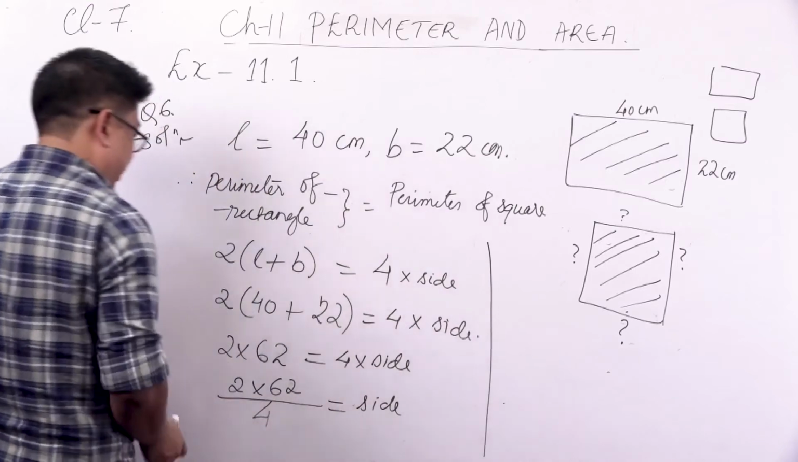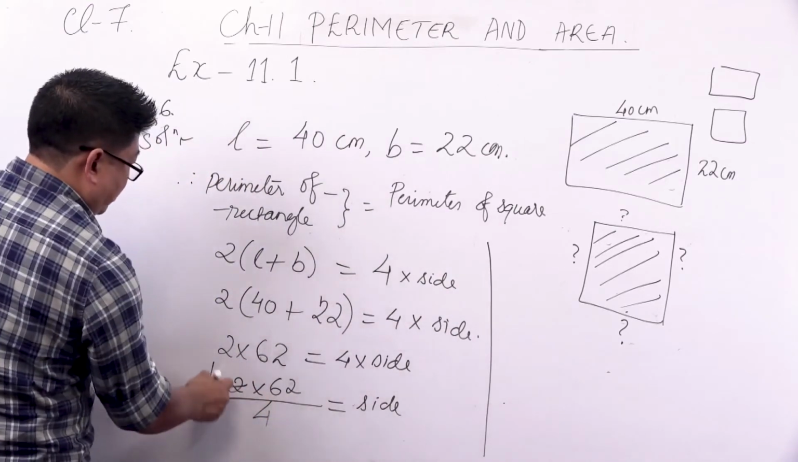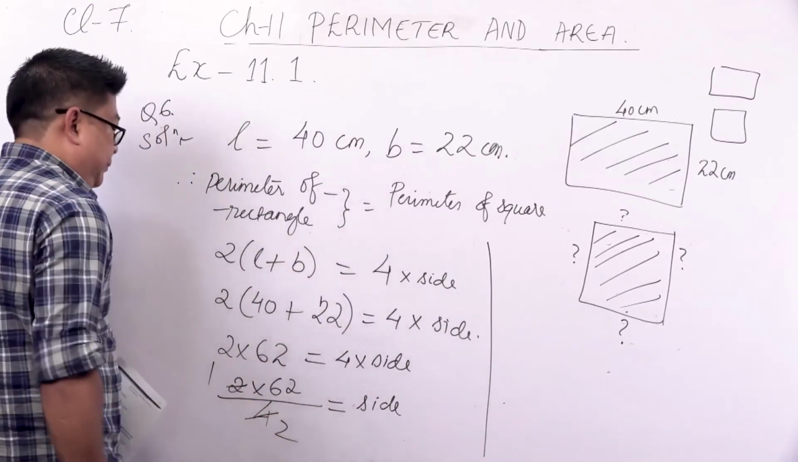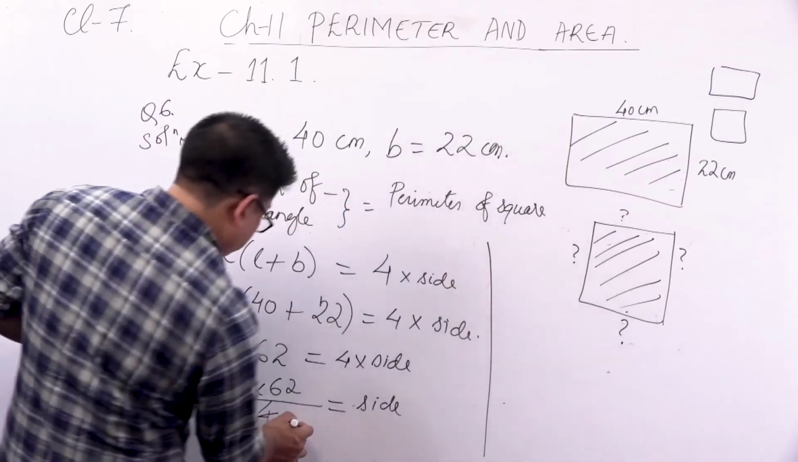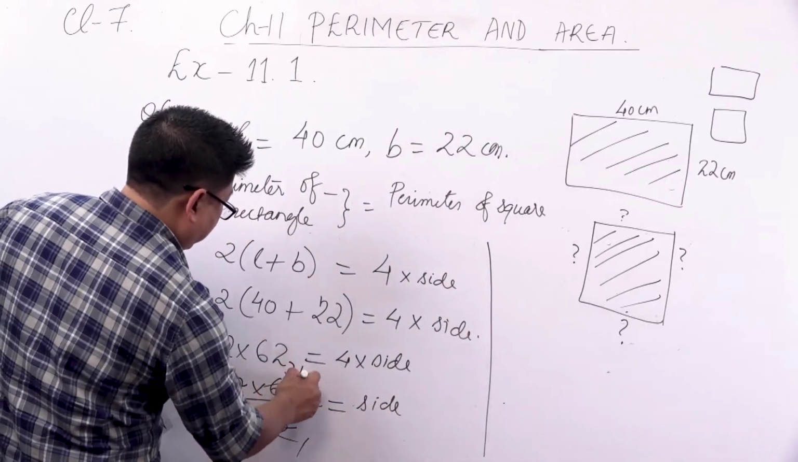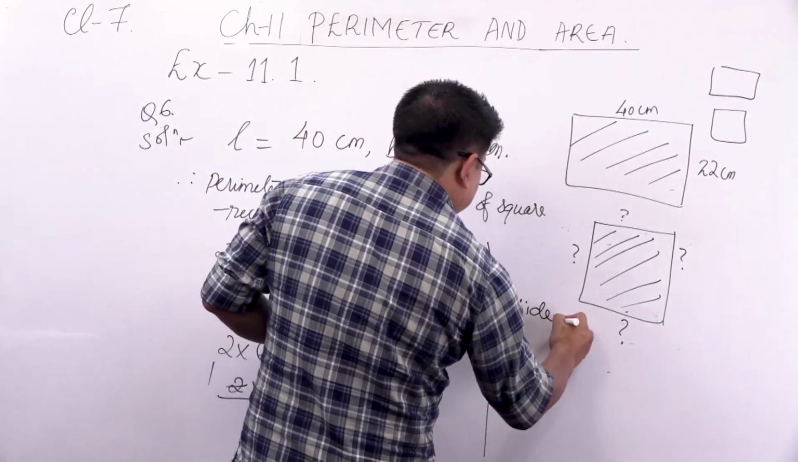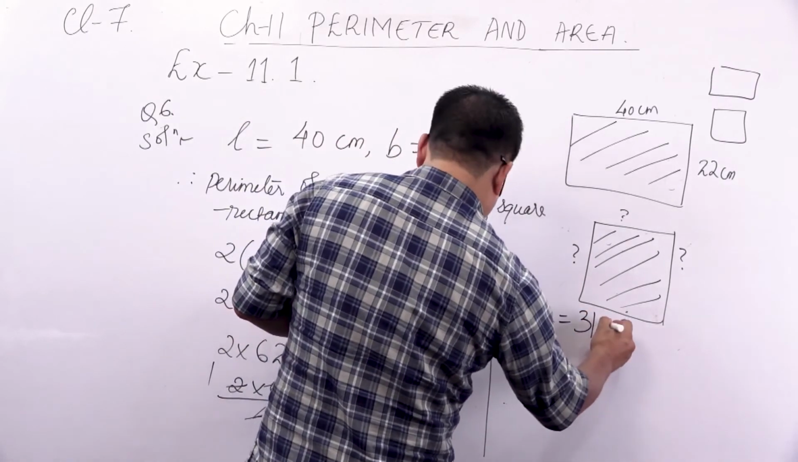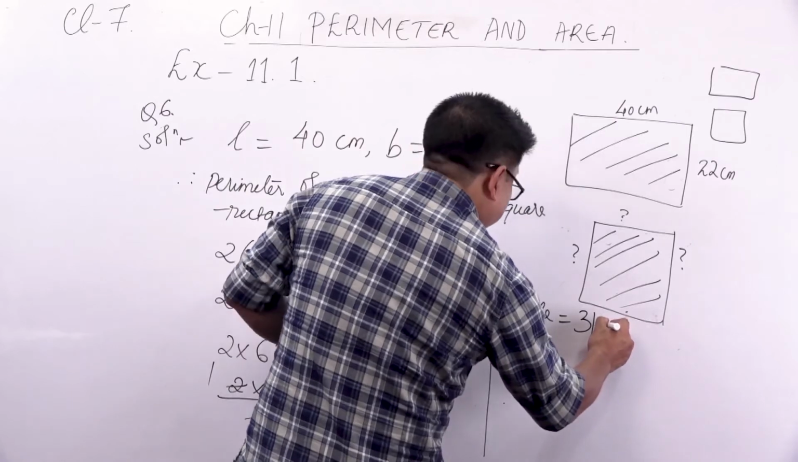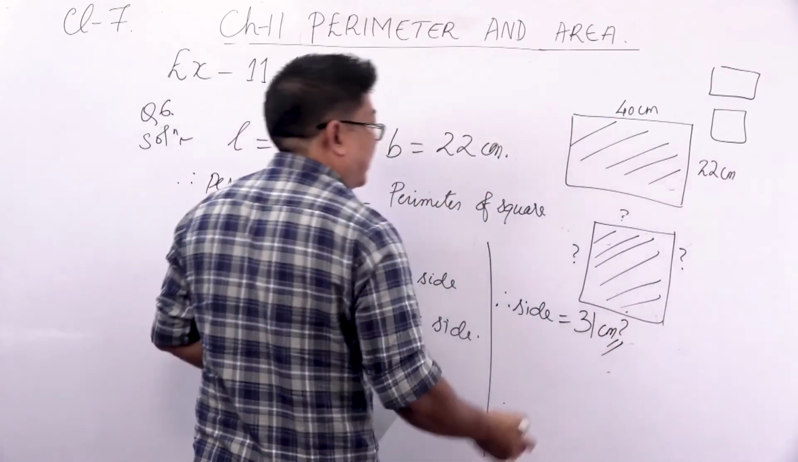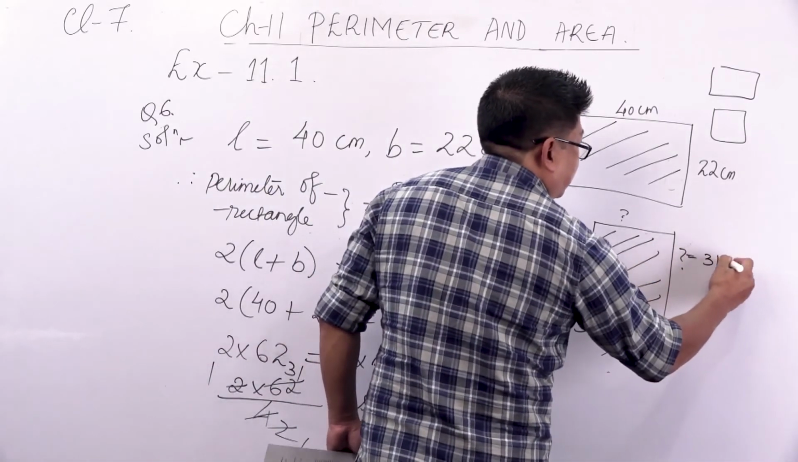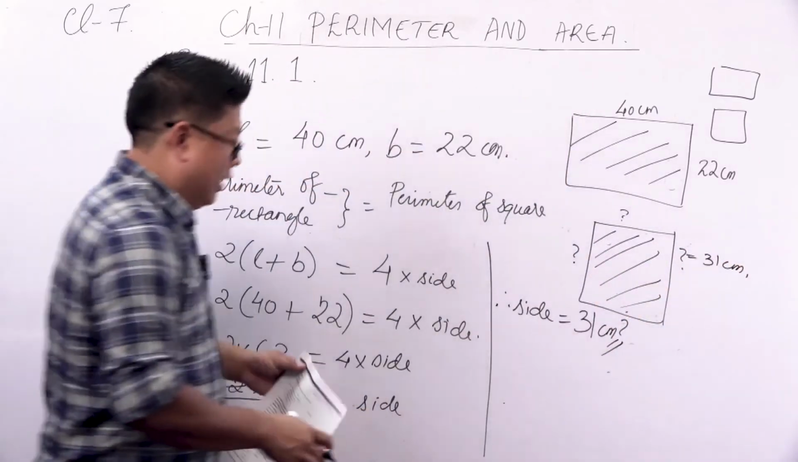So let me continue here. 2 into 1 is 2. 2 into 2 is 4. Again, 2 into 1 is 2. 2 into 3, 2 into 1. So we are getting, therefore, side is equal to 31. It will be in centimeter. That means this is equal to 31 centimeter.